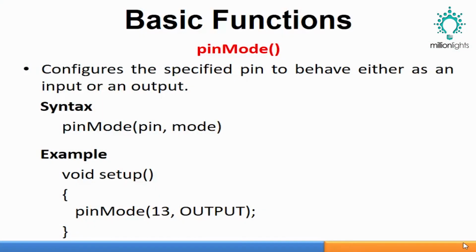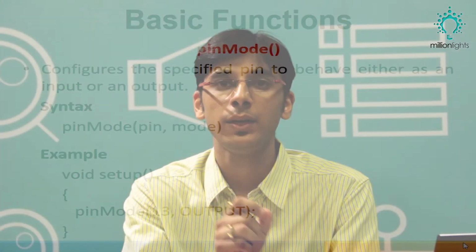The next instruction is pinMode. This instruction is used to initialize which pin is used and in which mode. Suppose I am using pin number 13 as an output, then I have to specify in the void setup function that pin number 13 is used and it is used as an output port. Similarly, if I am using pin A0, that is analog 0, then I have to specify that it is used as an input port. I have to specify these things in void setup, and for specifying it we have a function called pinMode.